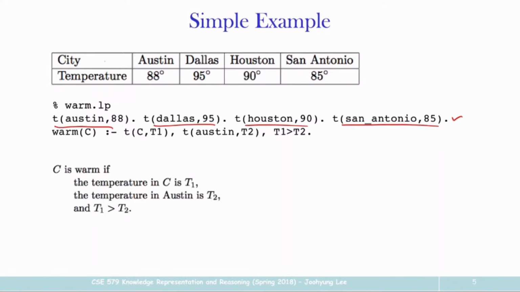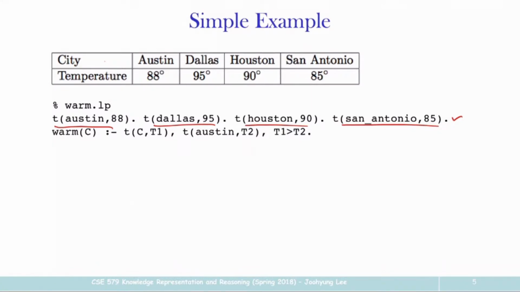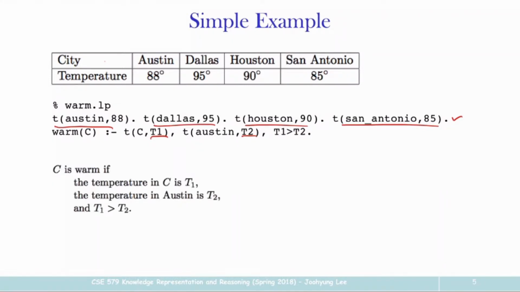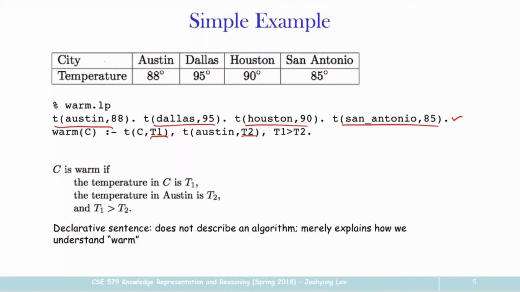Now the other one is the rule here, where you can derive new information not explicitly stored in the database. We assume that if C's temperature is T1, and T2 is Austin's temperature, and T1 is greater than T2, then C is called warm. So intuitively, C is warm if the temperature in C is T1, the temperature in Austin is T2, and T1 is greater than T2. This is just a reading of these logic rules in terms of English, and you should be able to do this, right?